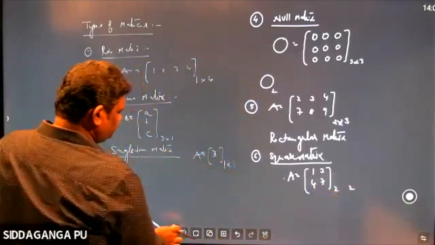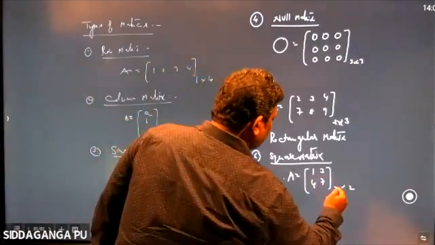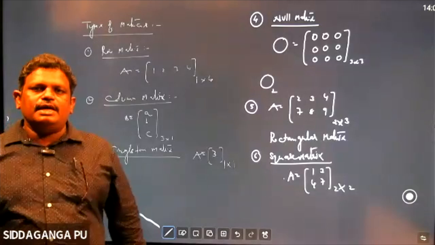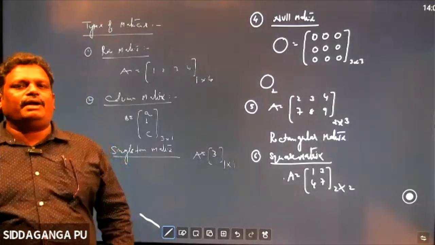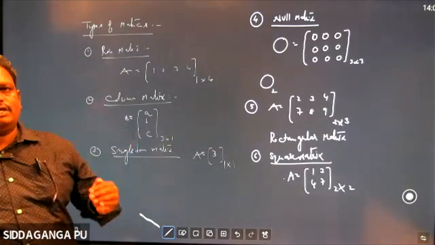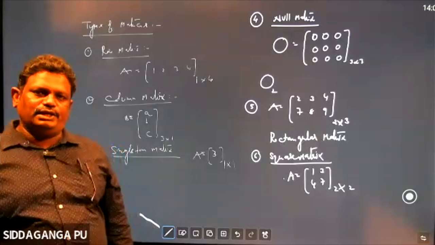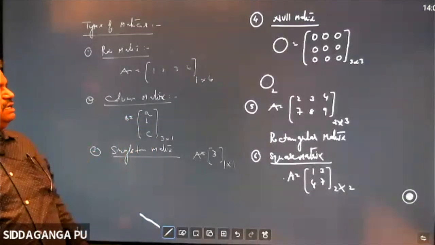Here the order is 2 by 2. So square matrix means, in any matrix, the number of rows is equal to the number of columns, then that matrix is said to be a square matrix. Okay? So depending on the square matrix, we can define these important definitions in the types of matrices.